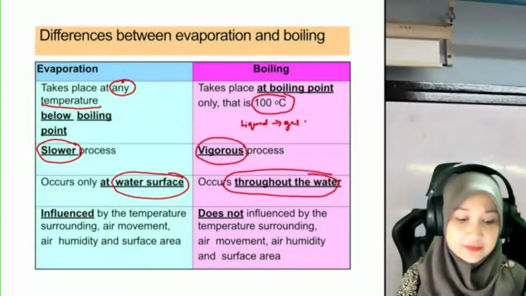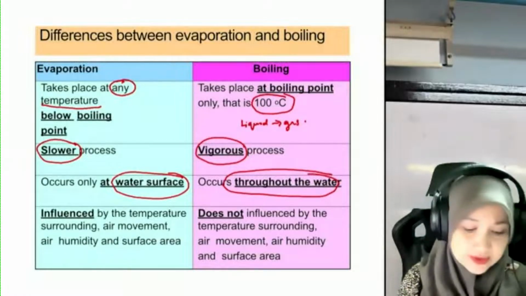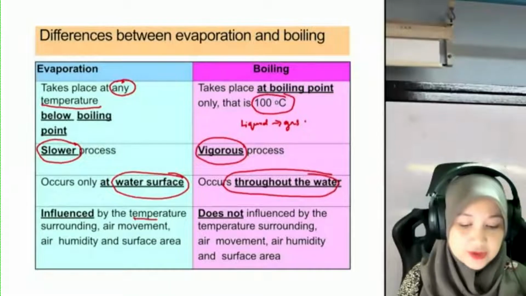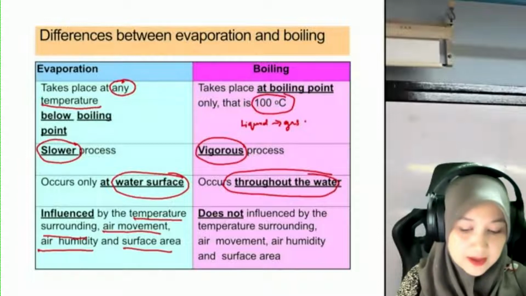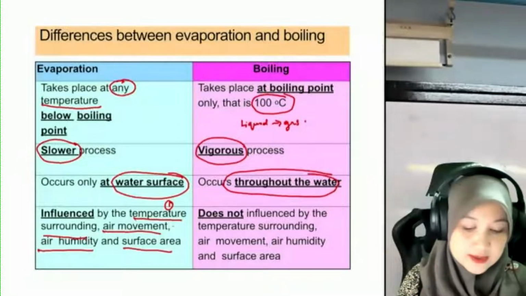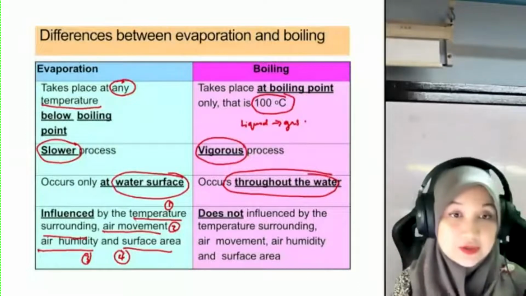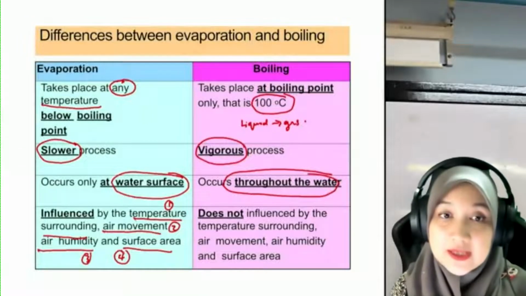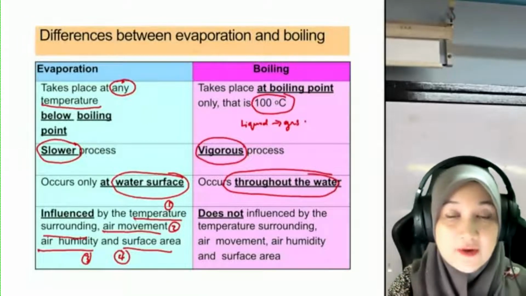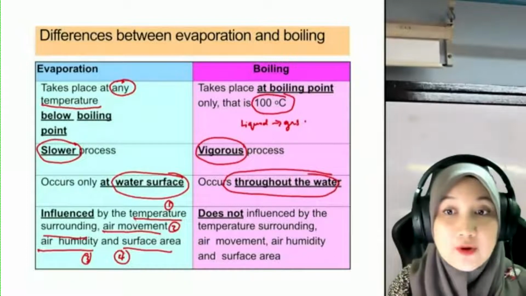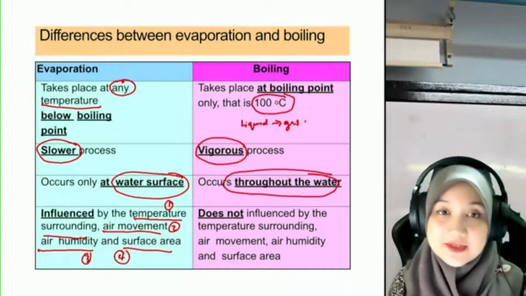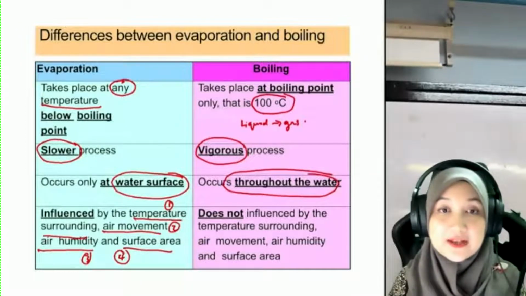All right. Next, the last one. Evaporation is influenced by the temperature of the surroundings, air movement, air humidity, and surface area. How many factors? 1, 2, 3, 4. There are 4 factors that affect the rate of evaporation. But as for boiling, as long as it reaches the temperature of 100 degrees Celsius, especially for water, okay, every substance will boil at a different temperature.